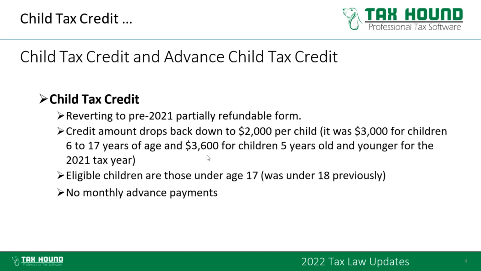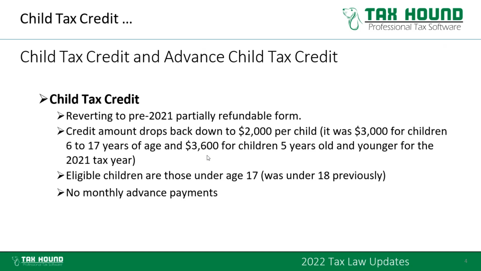So, starting with the child tax credit and advance child tax credit, basically what is happening is in 2021, as part of any number of the COVID relief packages, they made drastic changes to the child tax credit and dependent care credit. Unfortunately, those changes were only viable for a year. So following that year, we're going to revert back to what it was pre-2021. The 2020 rules are going to come back and be the rules for 2022. That means the child tax credit goes back to being a partially refundable credit instead of a fully refundable credit like it was last year.